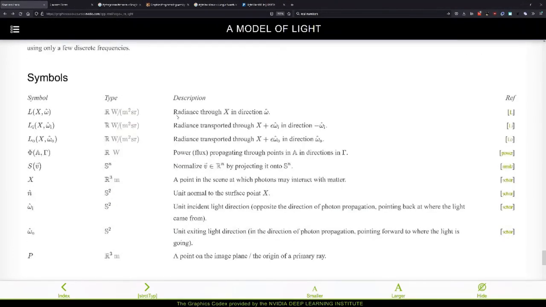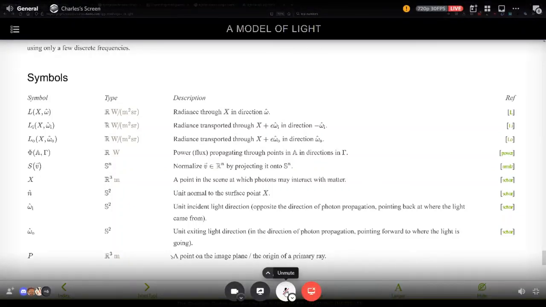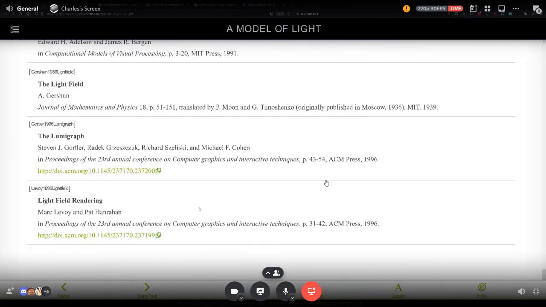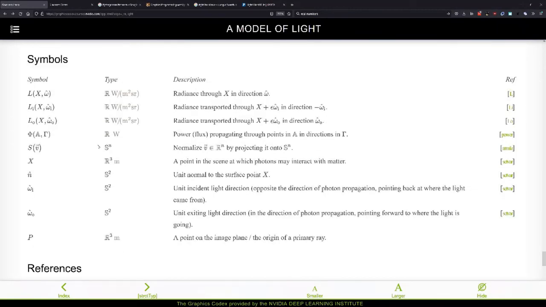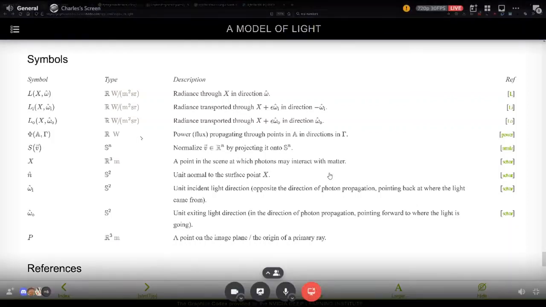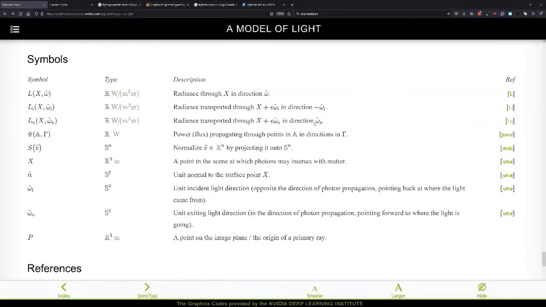Yeah, there's a lot of symbols here. I'm getting flashbacks to the other series we did on the other renderer, and just trying to understand all the math they used to define everything. I think that's all we're going to cover today. It's just good old rendering equation. It's exactly the same, using probably different symbols, but same stuff. Yeah, radiance transported through x plus epsilon omega I in direction of negative omega I, because the light in, and then the light out is through x plus epsilon omega O in direction omega O.